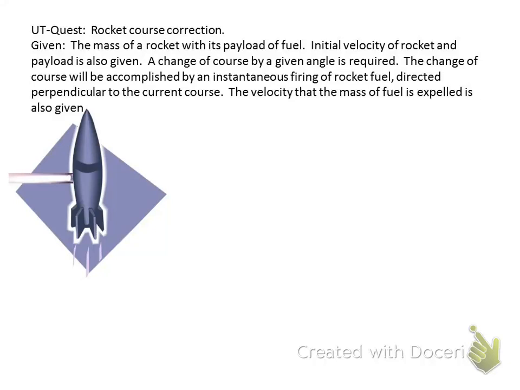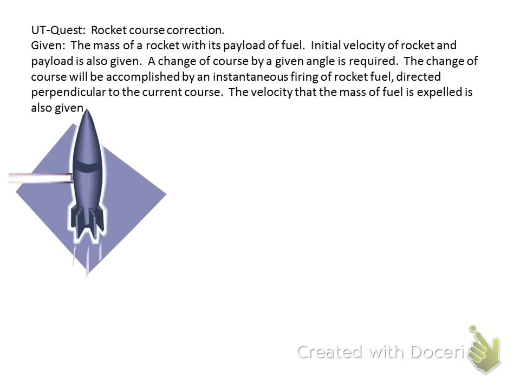Okay, let's take a look at this problem in our UT Quest linear momentum problem set. This is probably one of the most challenging problems you'll run across. What we have here is a rocket, and I'm just showing its initial direction straight up the page, and it needs a course correction. So it makes a rocket blast to the side to change the direction, or change the course, of the rocket.